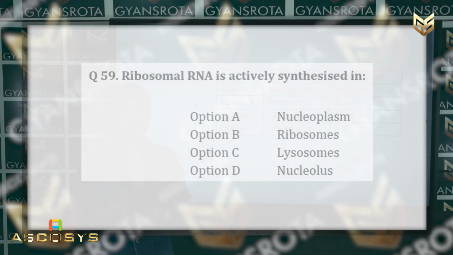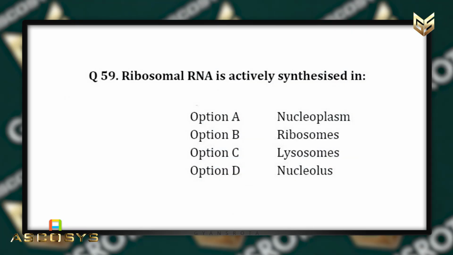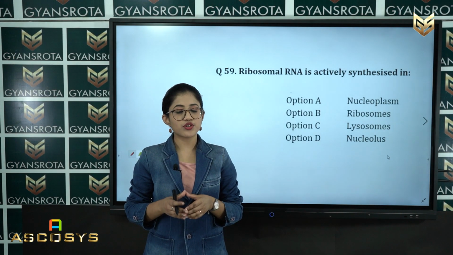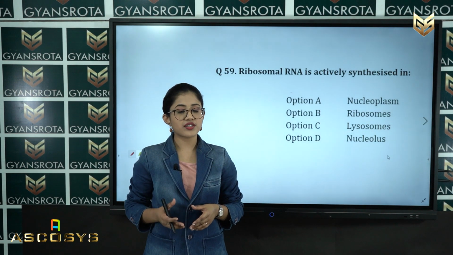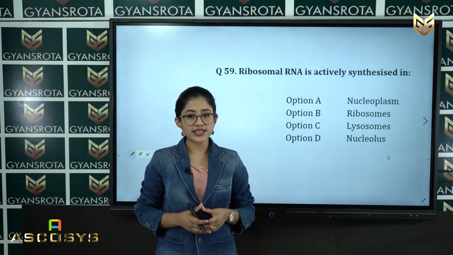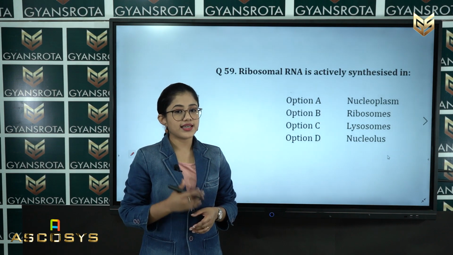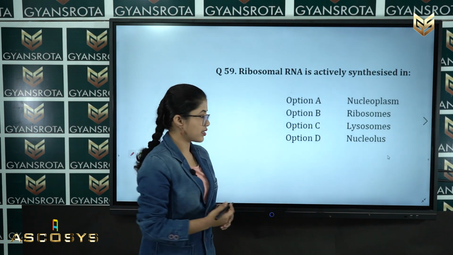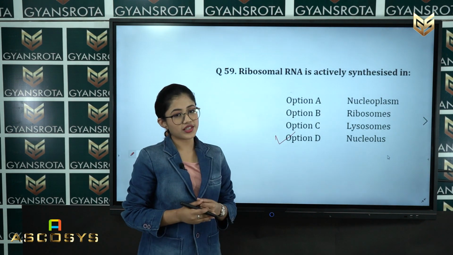Now let's move on to the next question. In this question number 59, you can see ribosomal RNA is actively synthesized in option number A, nucleoplasm, option number B, ribosomes, option number C, lysosomes, and option number D, nucleolus. Student, in the chapter Cell the Unit of Life, while discussing about the ultrastructure of nucleus, we have talked about this, that ribosomal RNA is actively synthesized in option number D, that is nucleolus. So option number D is the correct answer for this question.